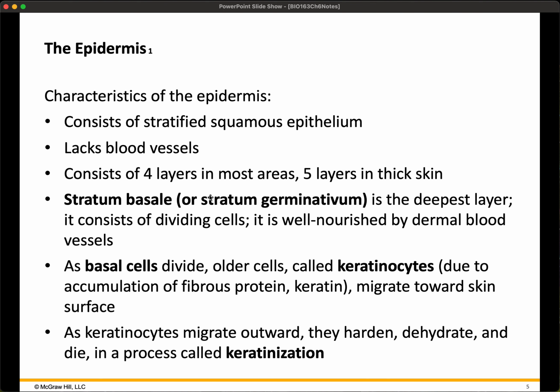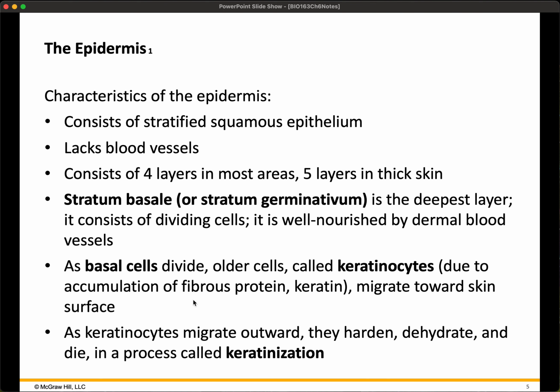It's in every part of the skin, so we're going to go through these 4 layers first. We'll talk specifically about that extra 5th layer in the thick skin, but assume that we're talking just about common things for all types of skin. So the stratum basale has the dividing cells. This is the one that's closest to the blood vessels, so it is closest to that nourishment, and these cells are still alive.